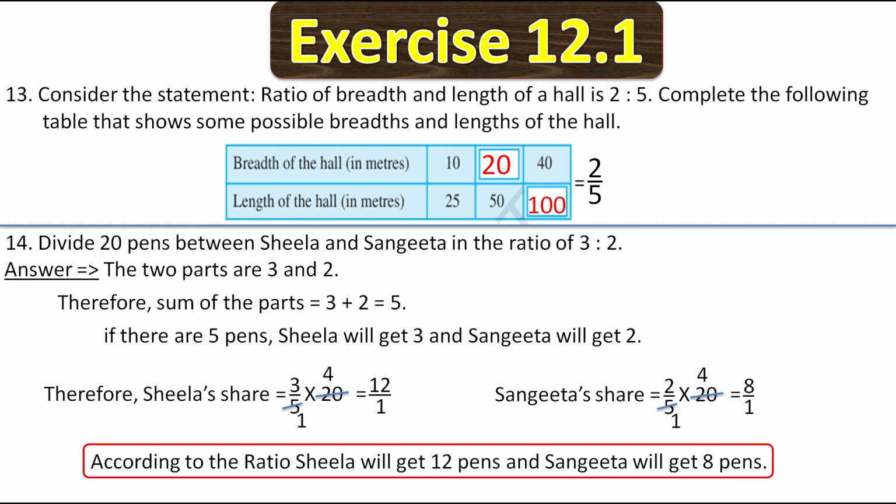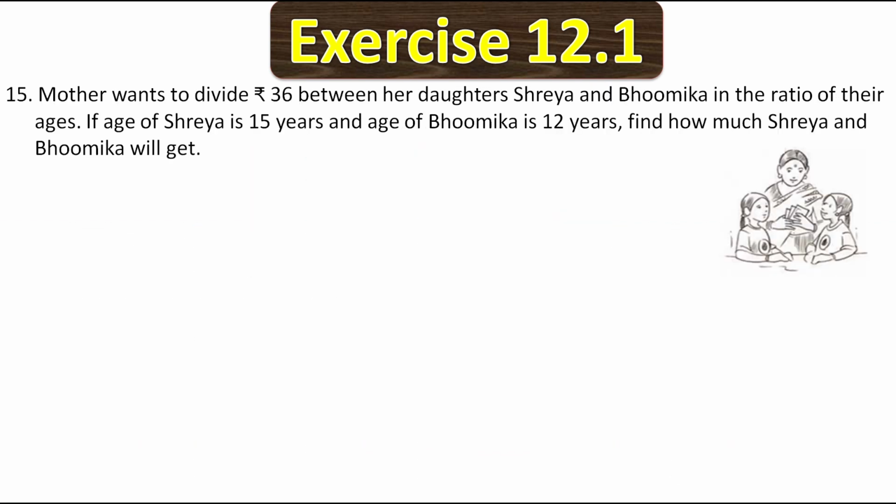Now let's move to the next question, that is the 15th one. Mother wants to divide rupees 36 between her daughters Shreya and Bhumika in the ratio of their ages. This question is the same as the previous one. Just here they have told us the ratio as their ages. If the age of Shreya is 15 years and the age of Bhumika is 12 years, find how much Shreya and Bhumika will get.